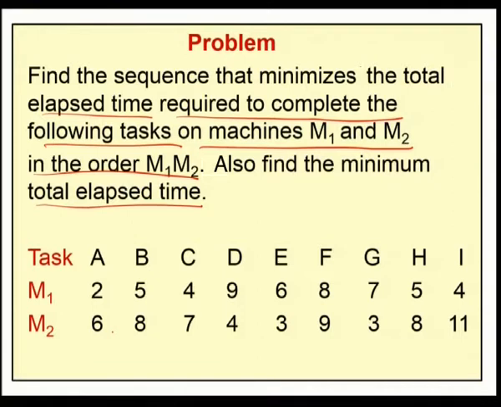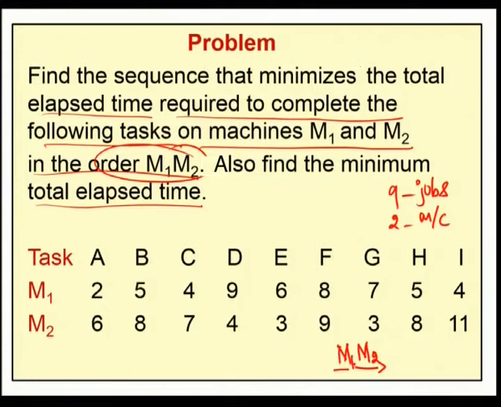The given problem consists of 9 tasks and 2 machines. So, the given problem is 9 jobs and 2 machines. For each and every job, for each machine, the processing time is given. Now, the processing order is M1, M2. So, each and every task is first processed through machine 1 and then by machine 2.